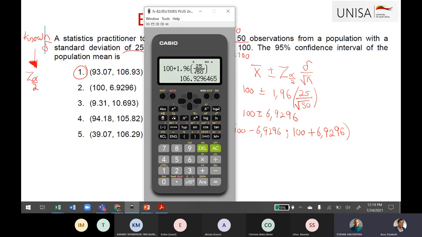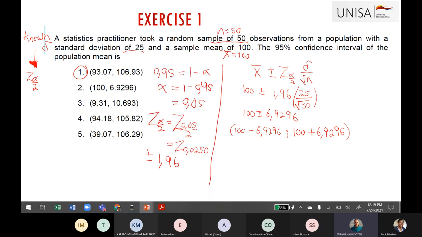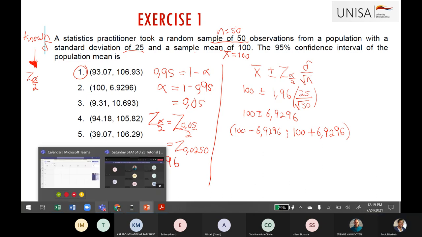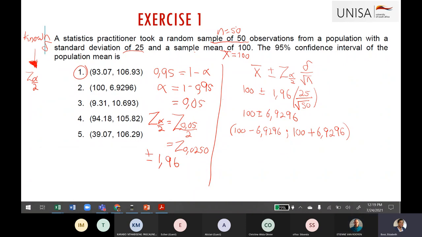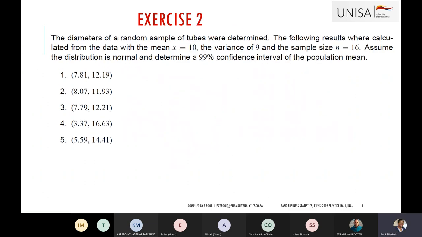Happy? Yeah. Could you move your calculator a little bit, please? Yeah, good. Okay. Any questions? Are we happy? Happy. Yes. Happiness. Okay. Next. Sorry.